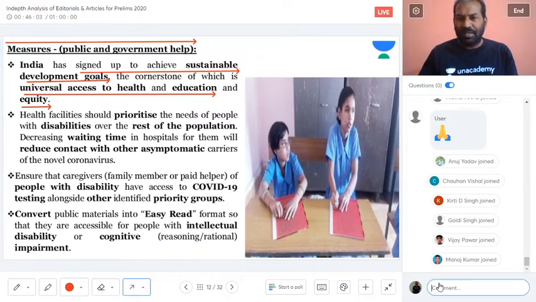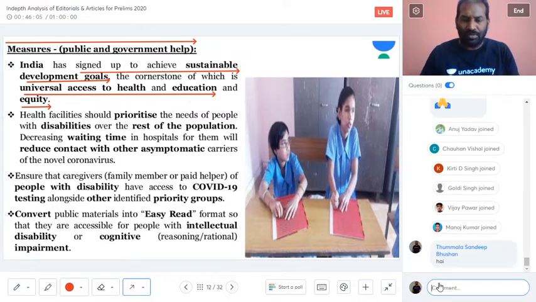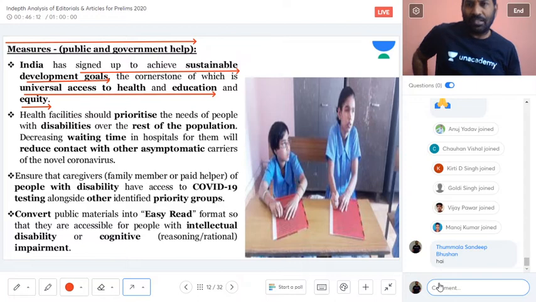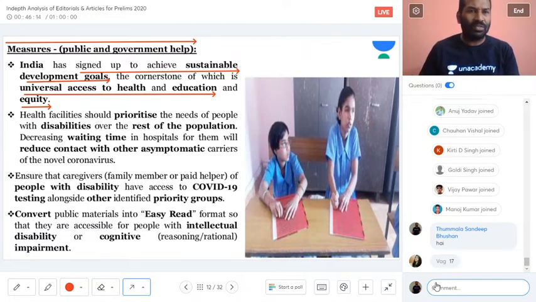So I would say a very big hi to everyone, and I've asked the question: how many sustainable development goals are there? The ones who are very active in this, please do. Yes, very good. 17 sustainable development goals, and one of them is universal access to health and education and equity. The measure the government has to take is to provide universal access to health and education for PWD people also, and give priority to disabilities as compared with the rest of the population.